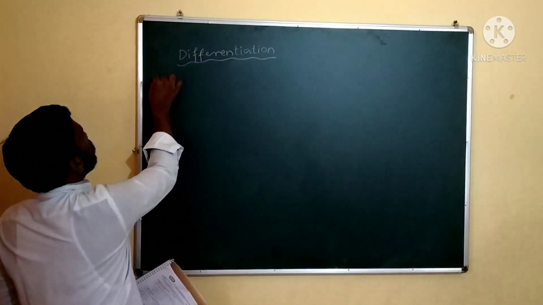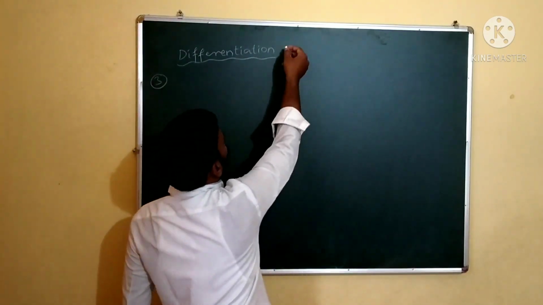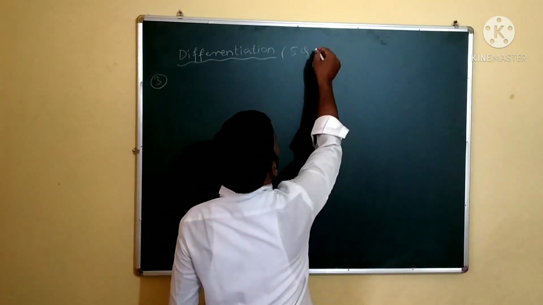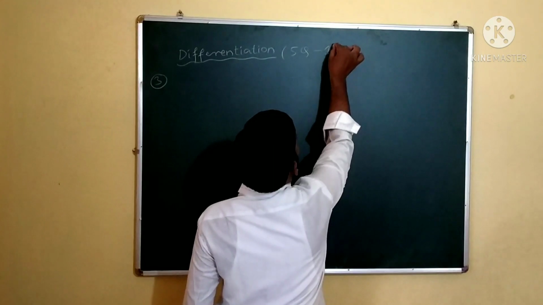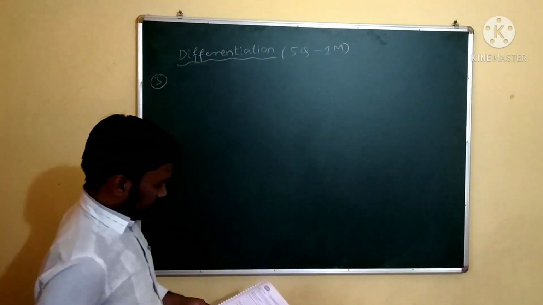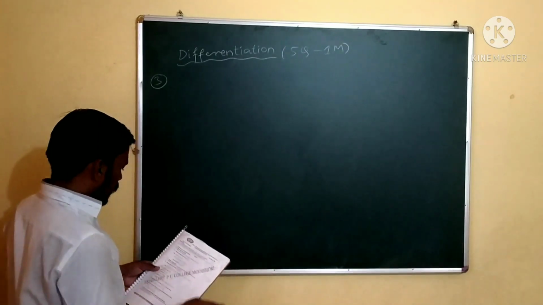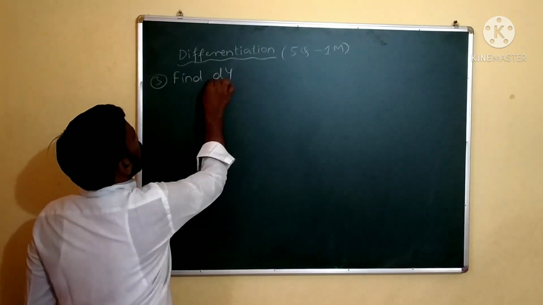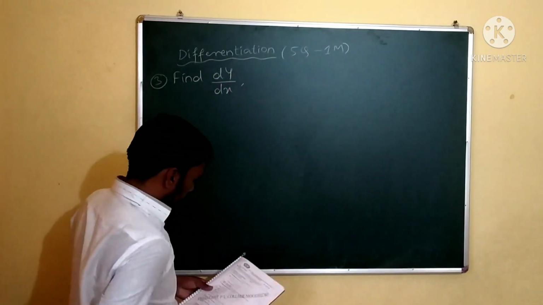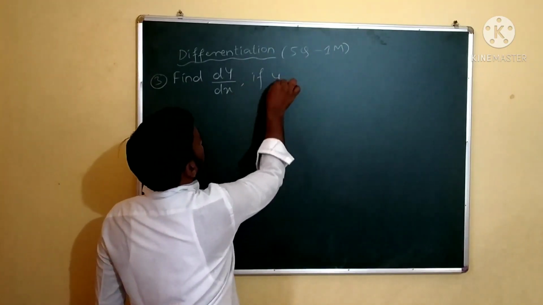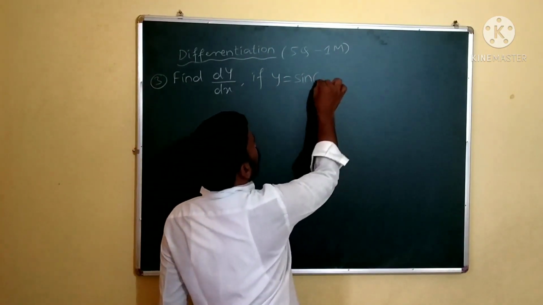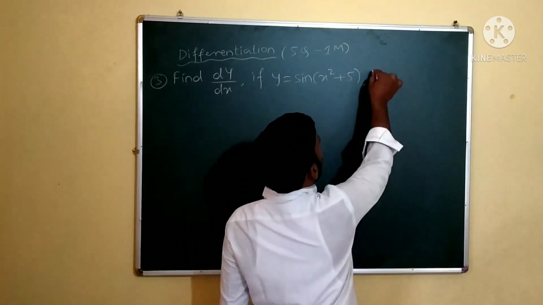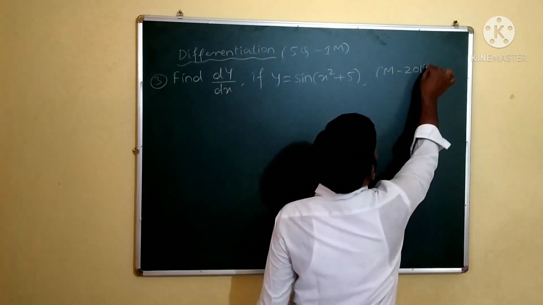Next question. There is always one more question, which is always the fifth question in your annual exam. The fifth question will be from differentiation. So take the next question. Find dy by dx if y is equal to sine of x to the power of 2 plus 5. It is from March 2019.